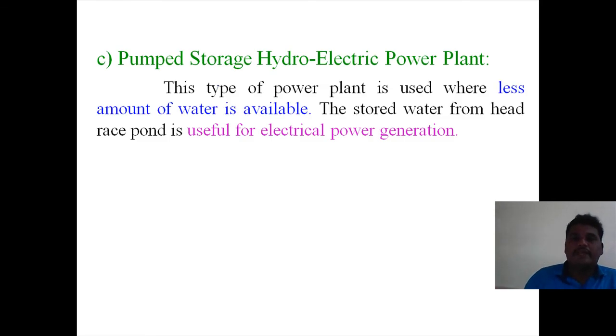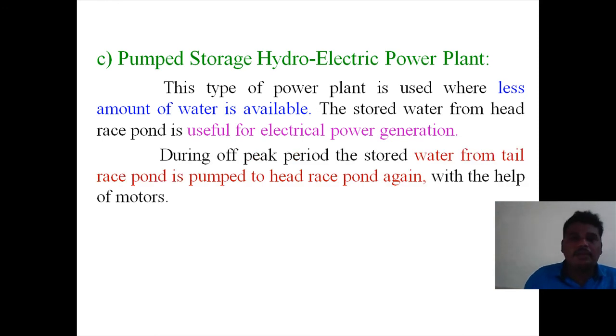Next, pumped storage hydroelectric power plant. This type of power plant is used where a less amount of water is available. We have to use pumped storage. The storage from the head race pond is useful for generation of electricity. Whenever the water has passed away to the tail race, that water is again used by means of the pumped storage plant. By using motors, it is pumped back.